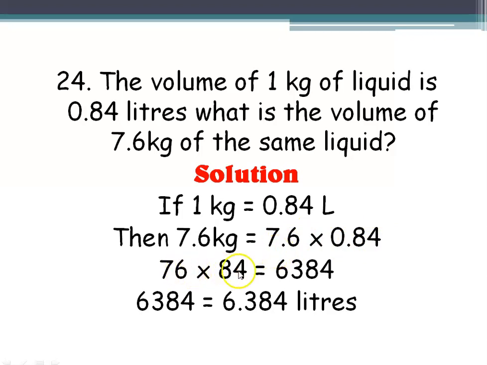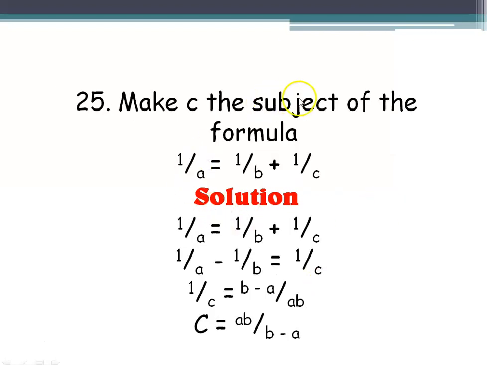Alright, so 76 times 84 will give me 6384. 6384, but that's not the final answer. I have to consider the decimal now. I have 1 here, I have 2 here, making a total of 3. So I'm going to move my decimal point 3 places to the left. So I'll move it this way. 1, 2, 3. So my answer is 6.384 liters. This is what my final answer would be. Is that okay? Alright.